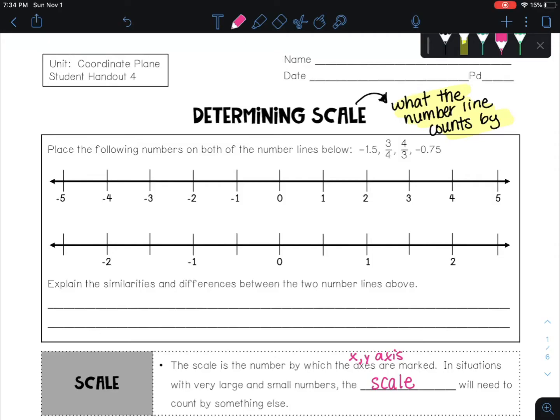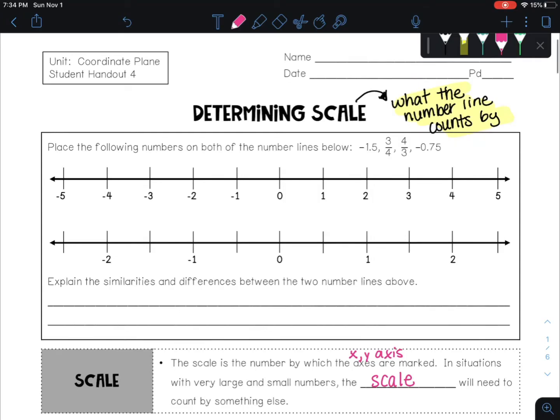If I have this first number line that looks like it's counting by ones, it's going to be a little bit harder to plot some of these points because we don't have that many divisions here. So -1.5 I know goes right in the middle between -1 and -2. But then when I go to plot 3/4, now I have to estimate more. 3/4 is closer to 1 than it is to 0, so I can estimate that it maybe is right here. So that's 3/4.